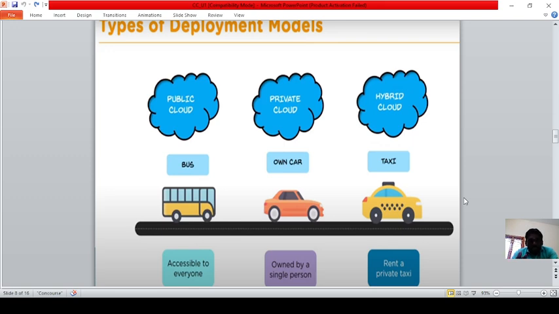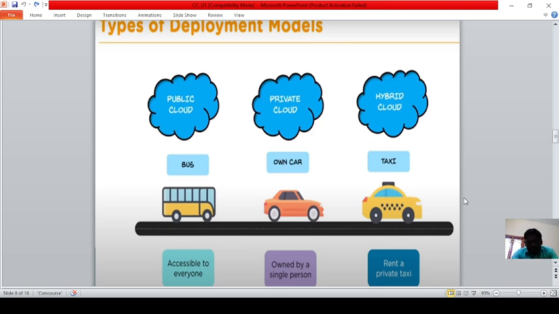That is, everyone can access the services from the cloud provider. That is a public cloud, just as in a government bus. In that bus, all the people can access the services, for some payment based on a pay as you go price. Based on the payment, we pay some amount and then use the services.